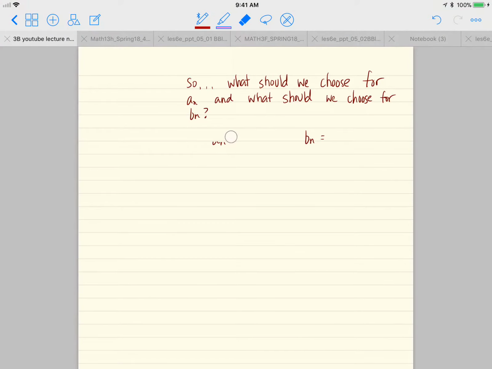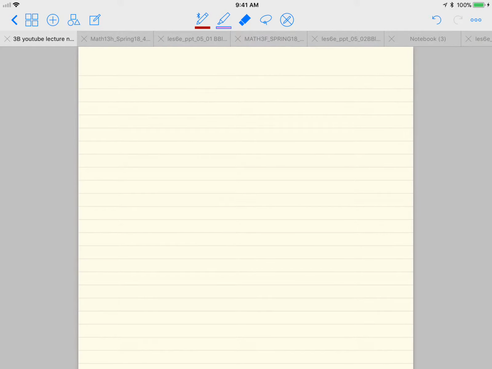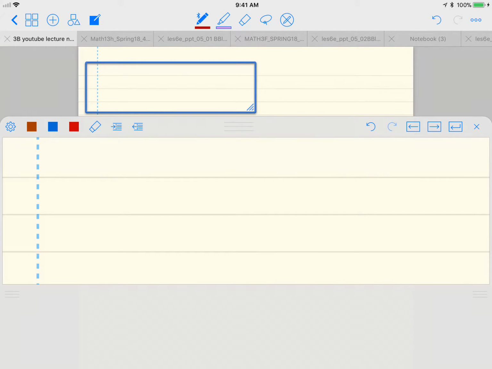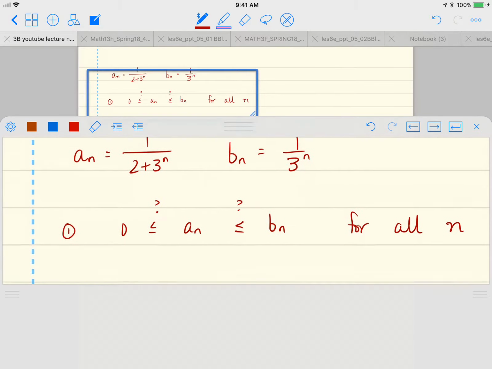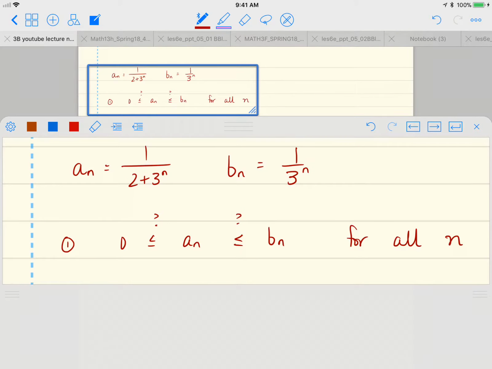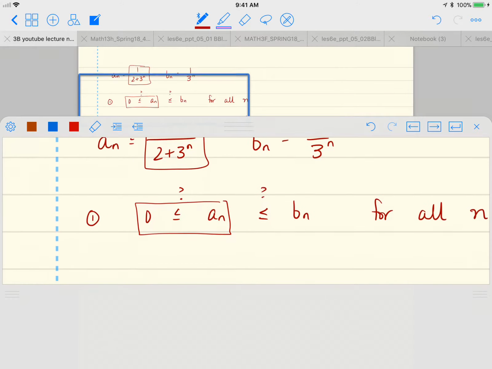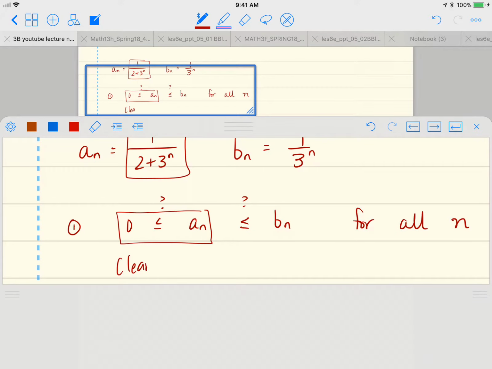So let's just verify. We figured out what a sub n and b sub n should be. Okay, so we said a sub n is equal to 1 over 2 plus 3 to the n, and b sub n is 1 over 3 to the n. So first let's show that 0 is less than or equal to a sub n is less than or equal to b sub n for all n. Right, is this true? Yes, the first inequality is true because each term here is greater than or equal to 0. So we'll say clearly 1 over 2 plus 3 to the n is greater than or equal to 0 for all n.